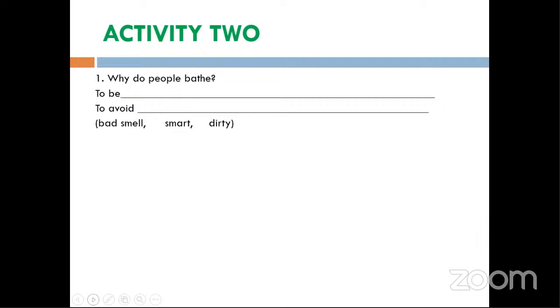So which one among these two? Definitely you will say to be smart. And then the other one is to avoid bad smell. So that one has its answers there. You choose. Then we also have another question. 2 uses of water.